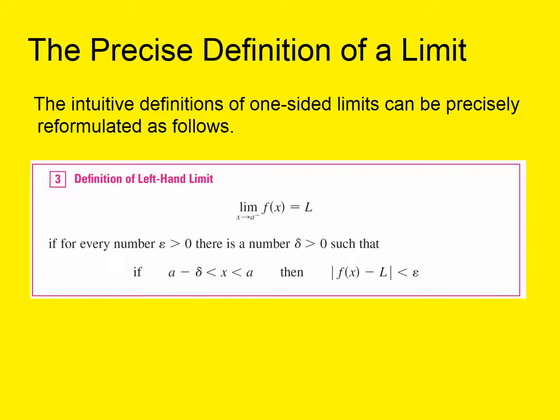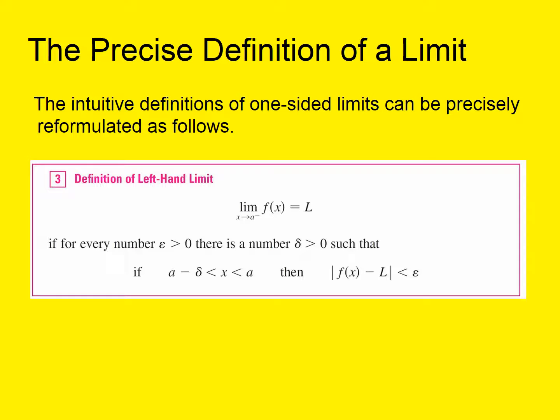The intuitive definition of one-sided limits can be precisely reformulated as follows. Okay, so here's a left-handed limit. The limit as x approaches a from the left of f of x equals L. That's what we're defining if for every epsilon there exists a delta such that if x is between a minus delta and a.